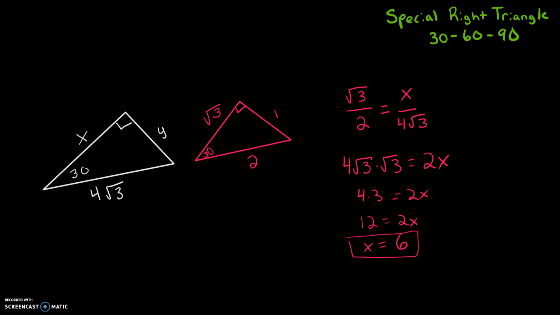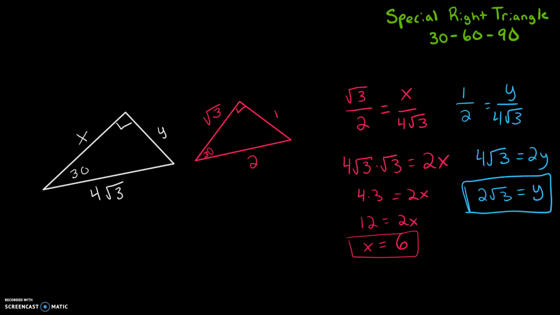Now, for the next proportion, I'll do it in blue. I will say short leg over hypotenuse is equal to short leg over hypotenuse. Cross multiply and solve, and I will get that 4 square root of 3 is equal to 2y. Divide both sides by 2, and I'll get 2 square roots of 3 is equal to y. And those are our answers. So I encourage you guys to watch the 45-45-90 video about solving with proportions, and there's plenty of practice for you guys to do.